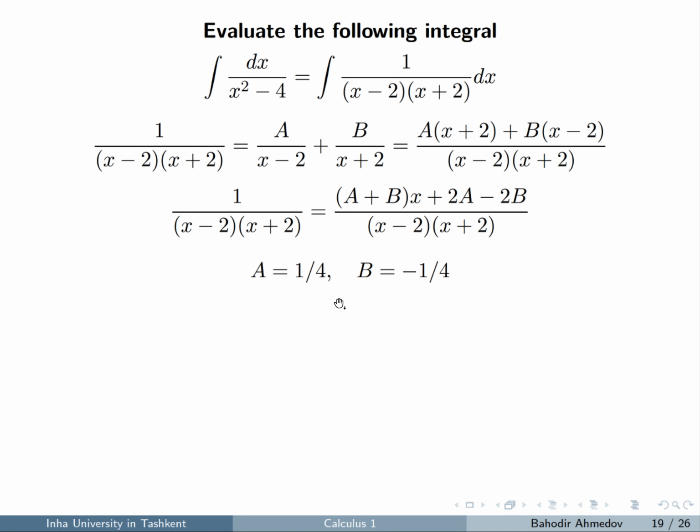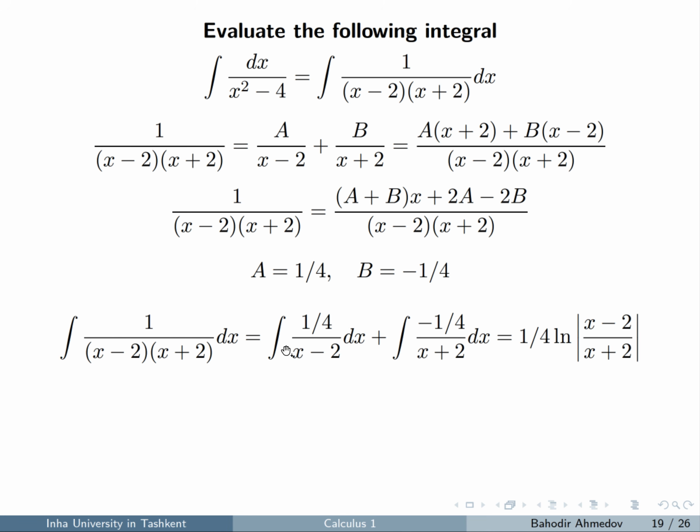So now the integration of this function is going to be the integration of these two functions and their sum. So it's going to be 1 over 4 divided by x minus 2 dx plus minus 1 over 4 over x plus 2 dx. So this is the ln of x minus 2, this is minus ln of x plus 2, so you can write this down as 1 over 4 multiplied by the ln of x minus 2 over x plus 2.